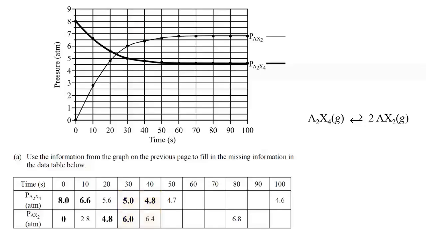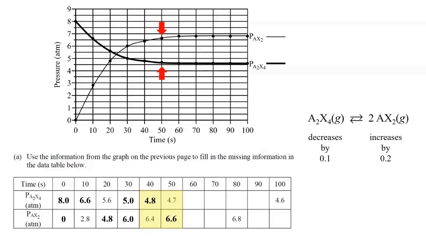Now at 50 seconds, the pressure of the reactant A2X4 is 4.7 atmospheres, and the pressure of the product AX2 is just above 6.5 atmospheres on the graph. So the change in the reactant is, it decreases by 0.1. We expect the product to increase by 0.2. So 6.4 plus 0.2 is 6.6, and we can see that from the graph.